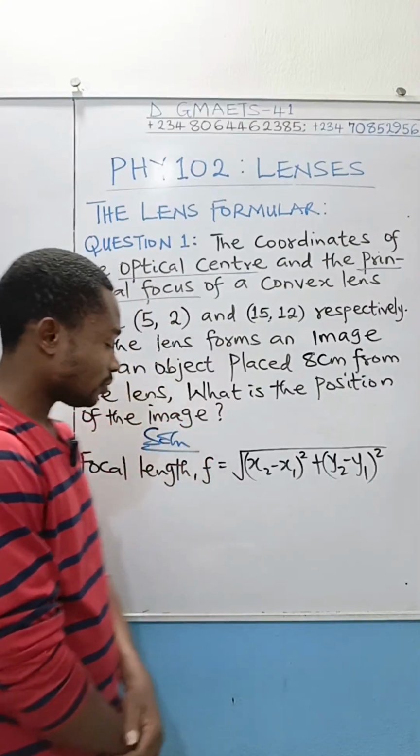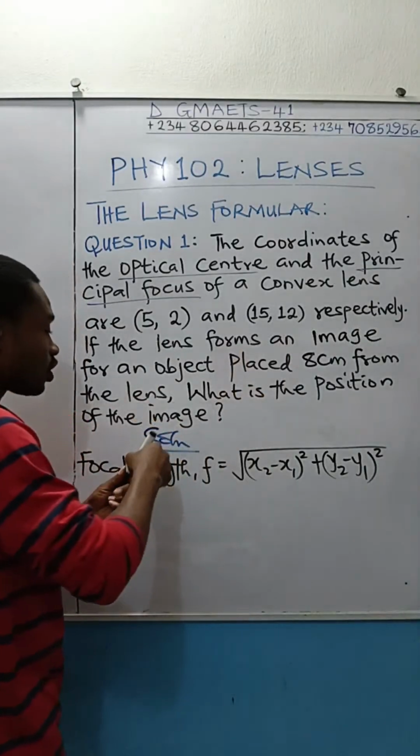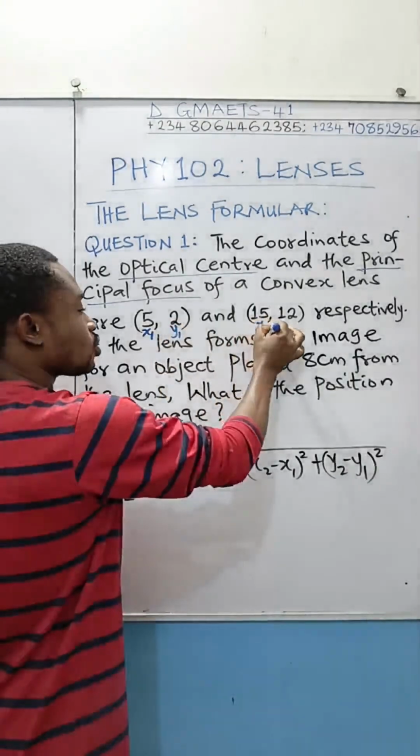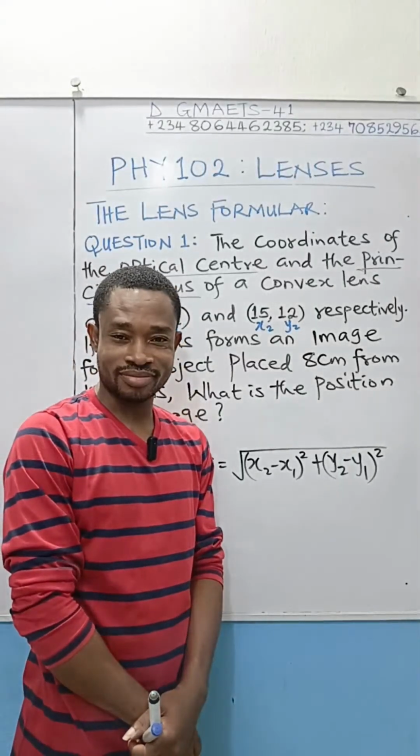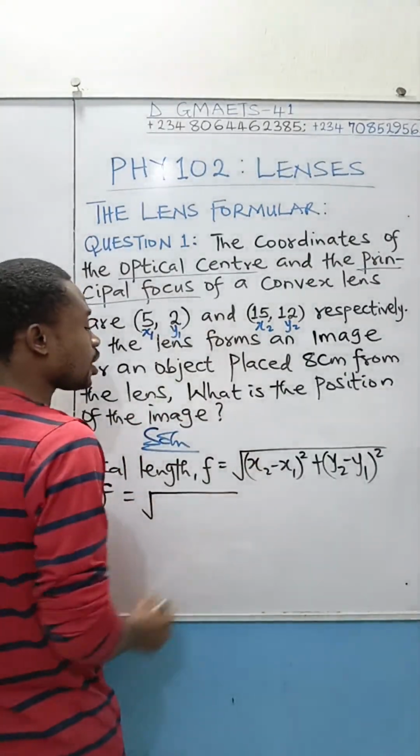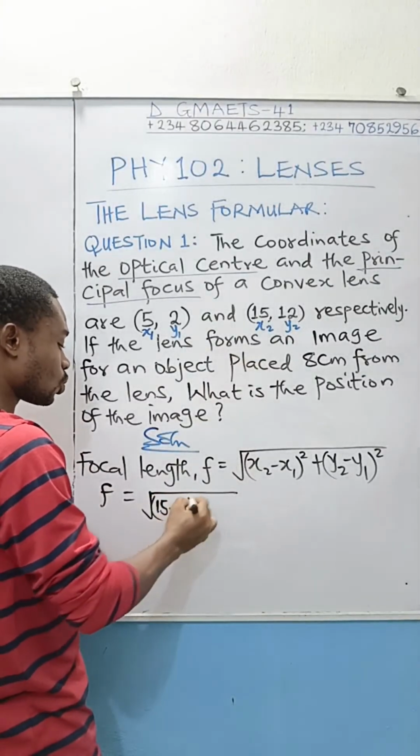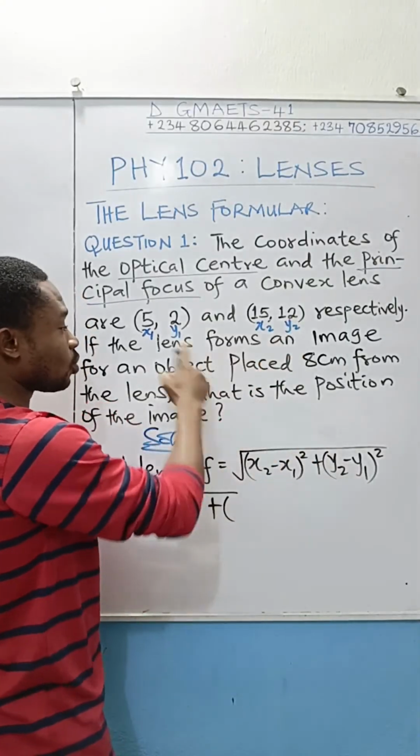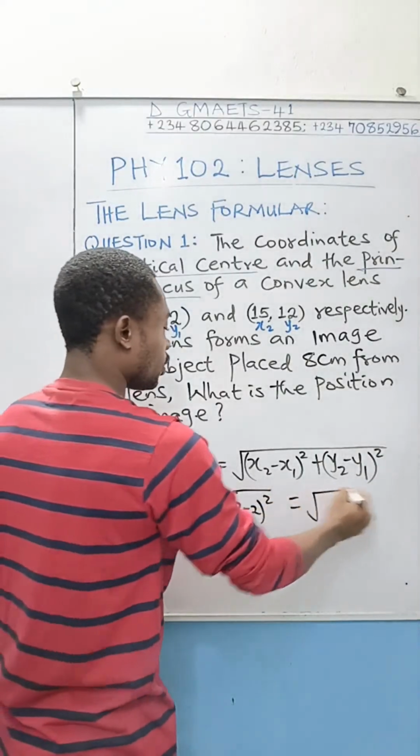So the focal length now, f is equal to, let's substitute. If you come to this question, this is our x1, this is y1, this is x2, this is y2, according to coordinate geometry. Coordinate of 2 points. So I will substitute here. The formula will now give us x2 is 15, so that's going to be 15 minus 5, you square it, plus y2 is 12 and y1 is 2, so it's going to be 12 minus 2, you square it. And this is going to give us square root.